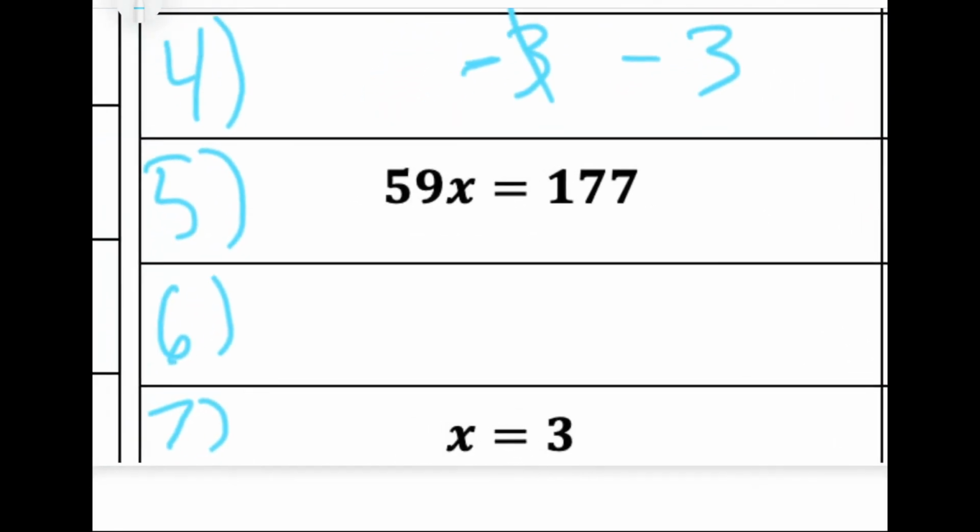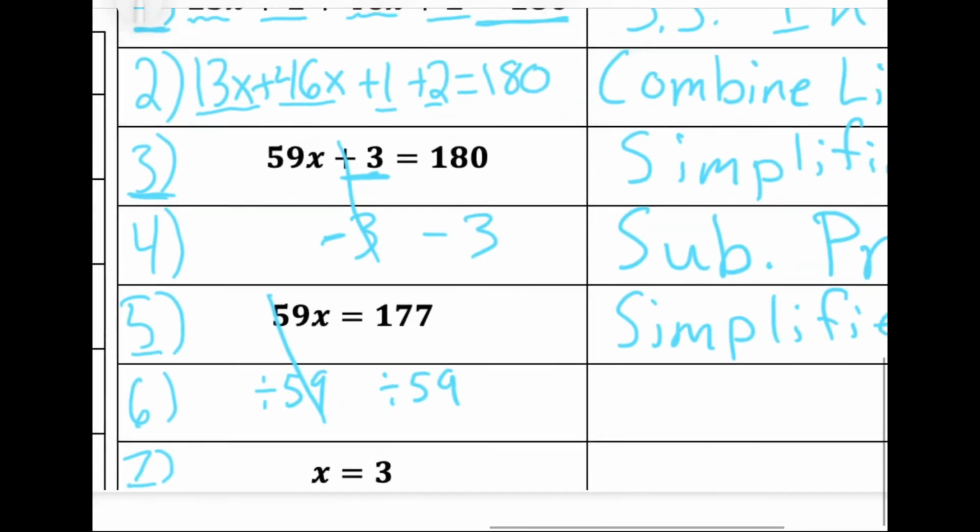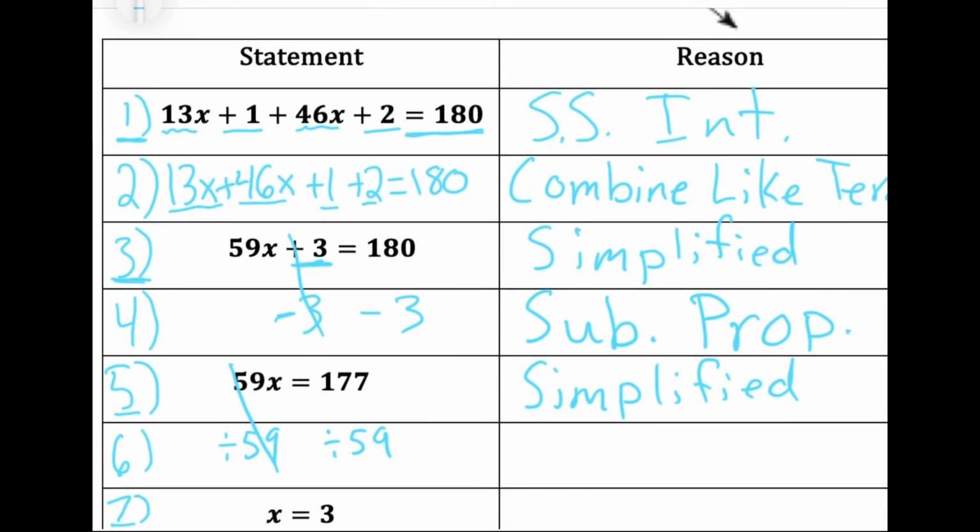And then lastly, what did we do in between statement 5 and statement 7? We divided by 59 on both sides. So we get x on the left and 3 on the right. The reason why or how we got from statement 5 to statement 6 is division property. And then we simplified to finish off the proof.